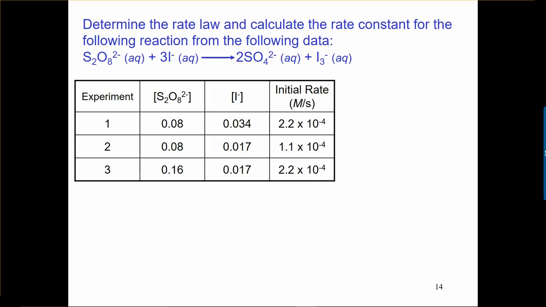Just to give you a clue about this one: does the rate change? Well, no. So what's the order? Zero order. Basically, it's saying this has no effect at all. You can change the concentration of that and it's not going to change anything. So it's zero order, which means you leave it out. You don't even include it.